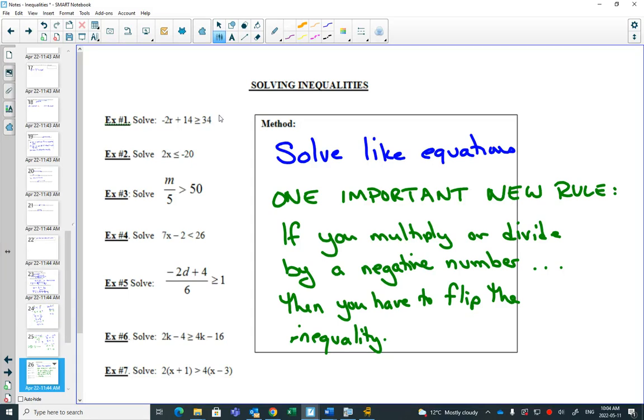Step number 1, we're solving this like equations. Do you see that the 14 and the 34 are like terms? So I can move the 14 to this side by subtracting 14 on both sides, and then I would get 2x. I didn't give myself enough space. 2x is greater than or equal to negative 2r, is greater than or equal to 20.